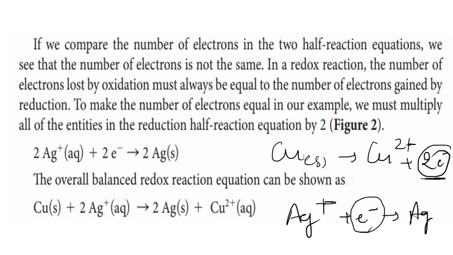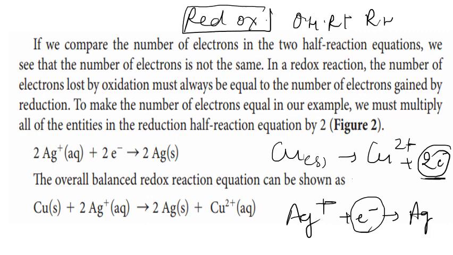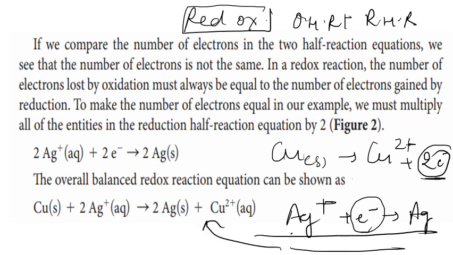So the number of electrons lost in a redox reaction. I'm talking about redox reaction now. Okay, when you want to combine them, when you want to add the oxidation half reaction and the reduction half reaction, this plus this, to form a full redox reaction, which is this one. So what will happen over here? You can't add unequal electrons, so you have to make them the same.